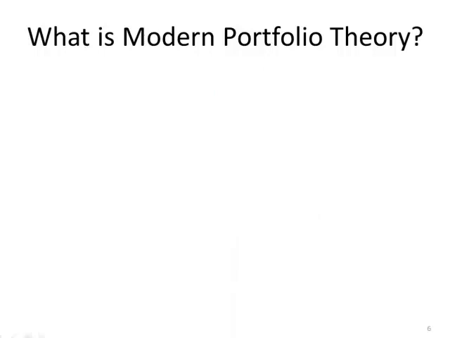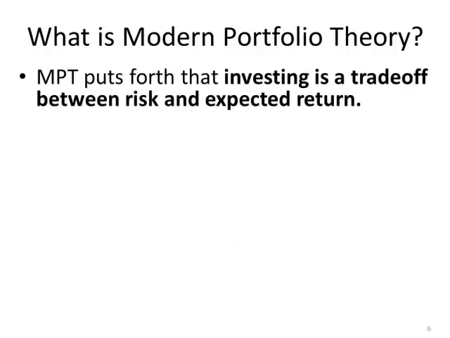What is modern portfolio theory? So modern portfolio theory puts forth that investing is a trade-off between risk and expected return. So if we're thinking about the fact that we want to maximize our expected return while at the same time minimizing risk, we can't necessarily do that without incurring some kind of trade-off. Typically, what we might find is that if we want to increase our expected return, we would have to increase our risk as well. Right, so there's some kind of trade-off.